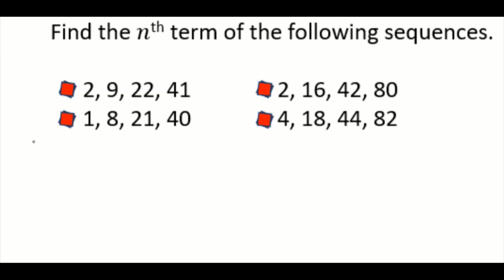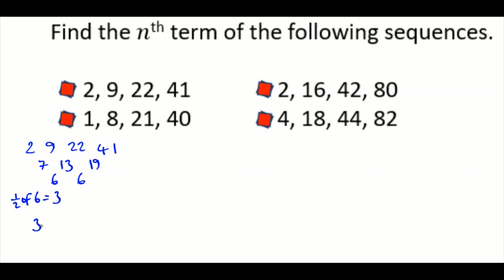Let's look at the first one. We start with 2, 9, 22, 41. So first of all, look at the differences. Between 2 and 9, we'd add on 7. From 9 to 22, we'd add on 13. And from 22 to 41, we would add on 19. So from 7 to 13, we add on 6. From 13 to 19, we add on 6. So the second difference is 6, and half of 6 is 3.